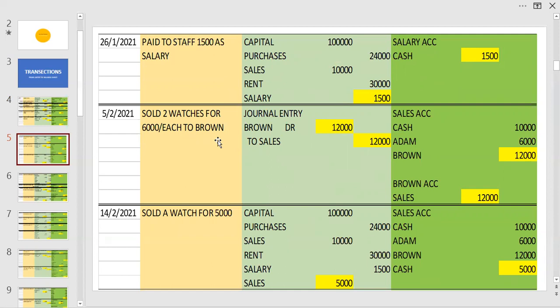Therefore, cash book cannot be used. Journal entry book have been used. Brown, debtor 12,000 rupees to sales 12,000. It is posted accordingly. The next one, sold a watch for 5,000. Since no names are mentioned, it has to be a cash transaction. Therefore, cash debit 5,000 and sales account credit 5,000.